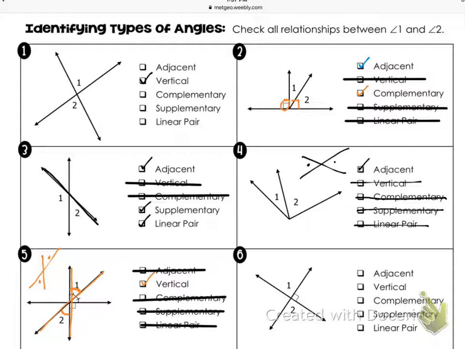And lastly, number 6, I'll also notice that these are vertical right off the bat. They're not adjacent, they are not complementary, and they're not a linear pair. But are they supplementary? Does their sum add to equal 180 degrees?